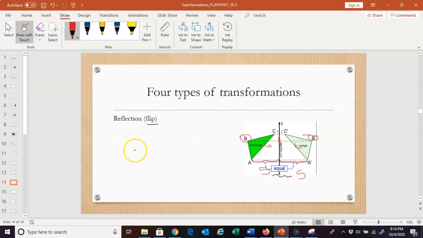So that's the special outcome of reflecting over a line: the distances from the line to the points, from the image to the pre-image, are going to be equal. So we can write here, equal distance from the line of reflection. Here the line of reflection is line K.